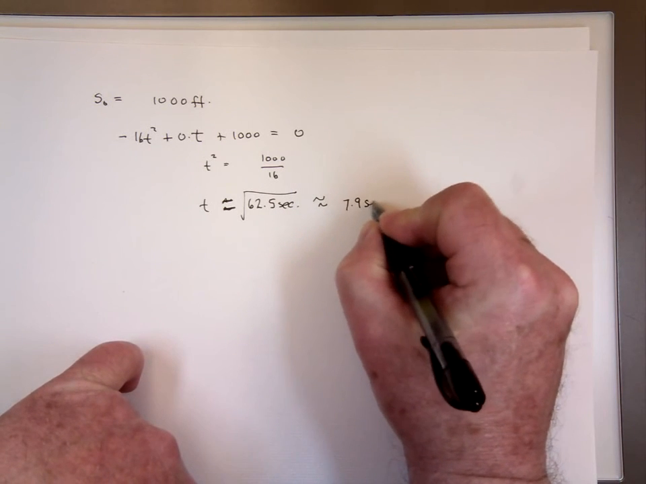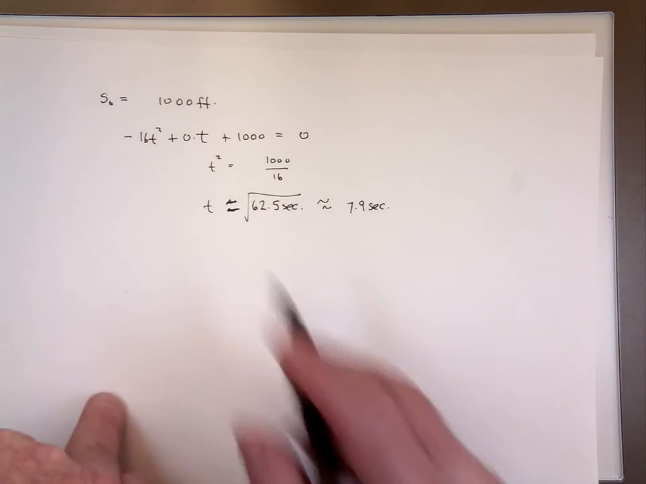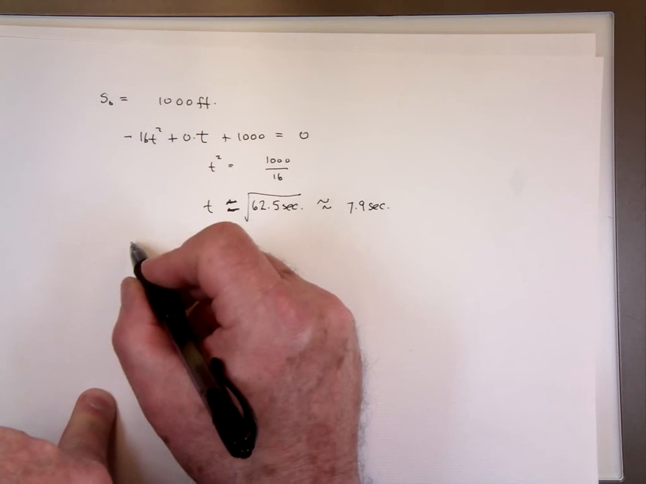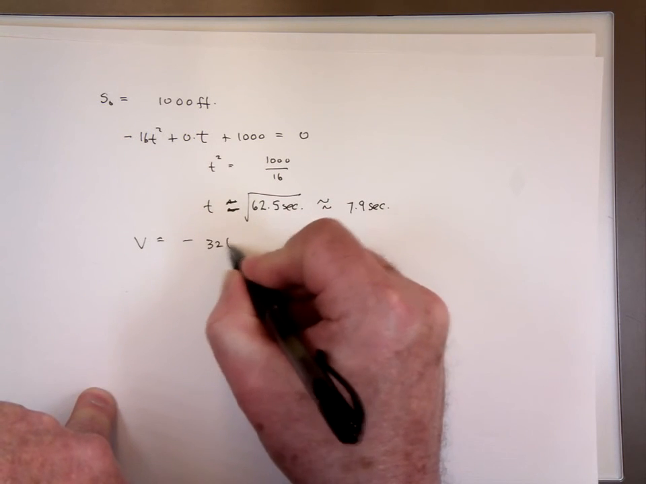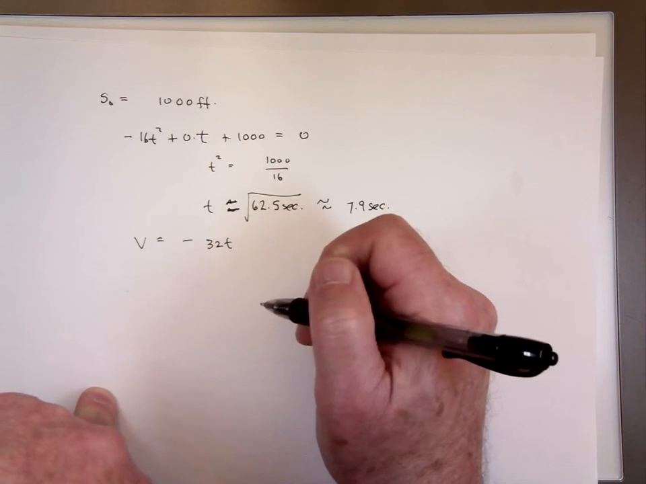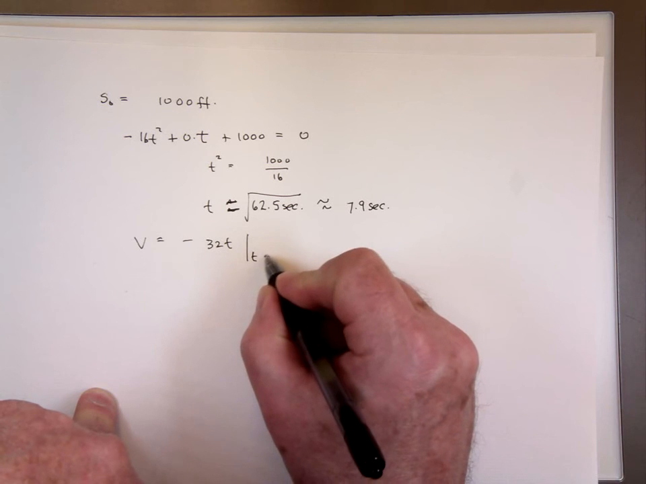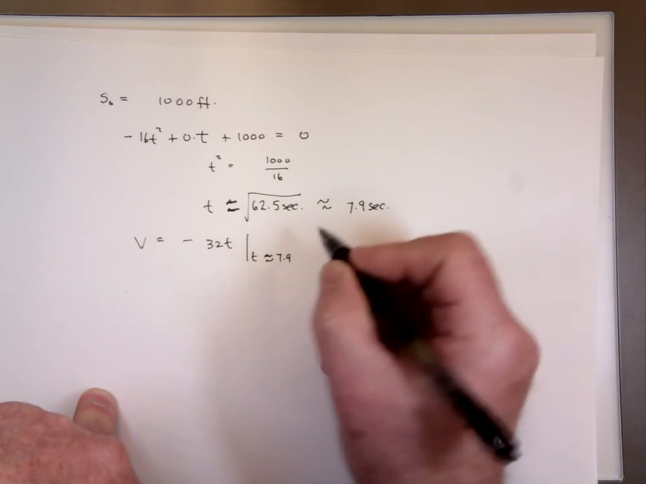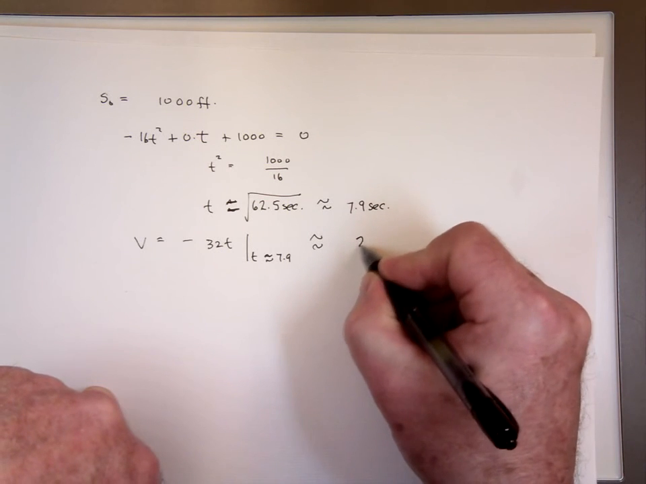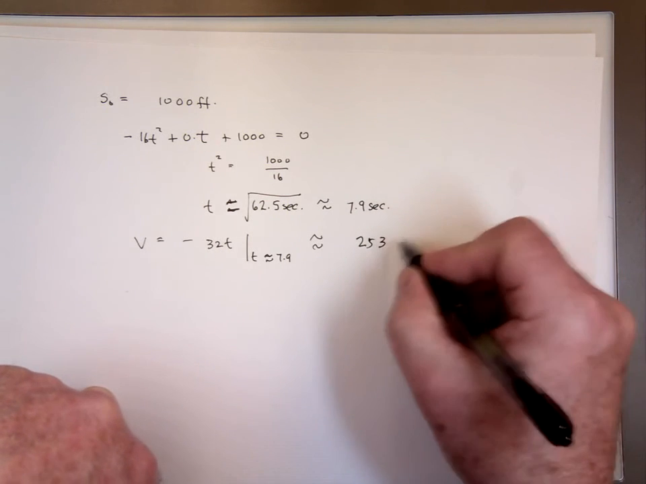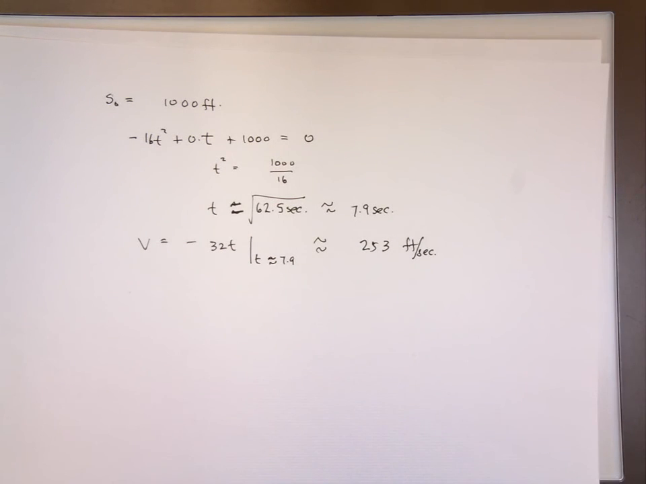Now, what's the velocity at that time? Take the velocity, which is negative 32t plus initial velocity of 0. Substitute in the 7.9. And we get our velocity of approximately, would you guys get 253 feet per second? Okay. How are we doing? Is that okay? Good deal.